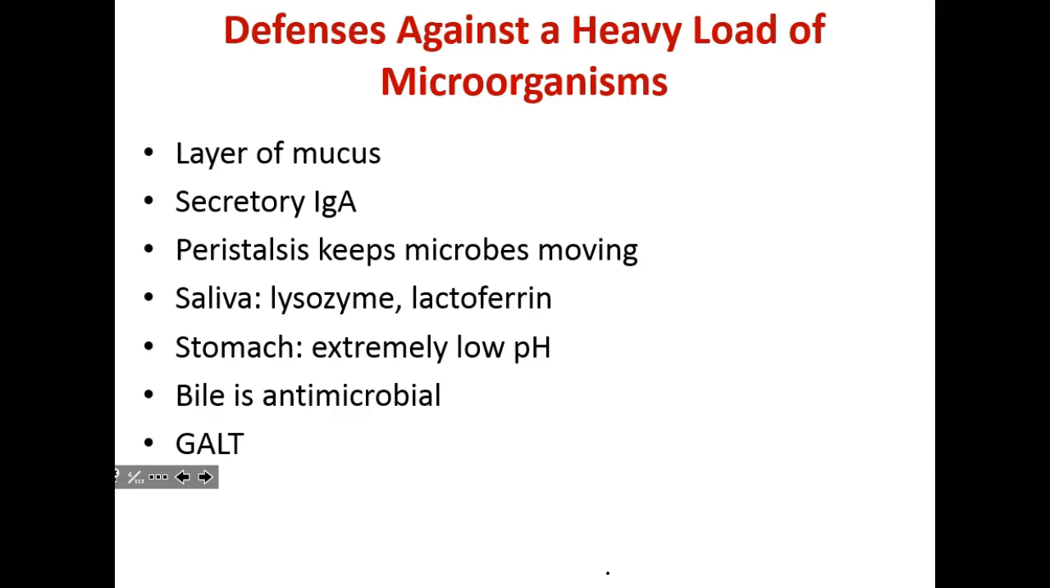What's the difference between B-I-L-E and B-O-W-E-L? Bile and bowel. You don't want to tell me that? Okay, tell me this. What is gout? Remember we talked about gout? Say it. Somebody, gout. I can hardly hear you. Sometimes you can talk loudly, and sometimes you talk softly.